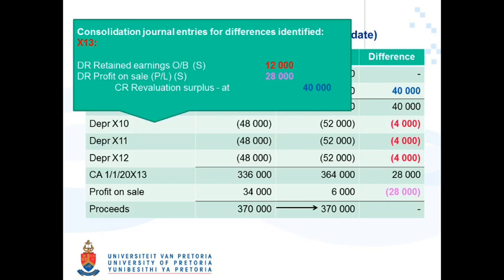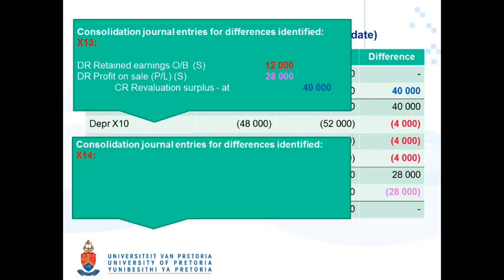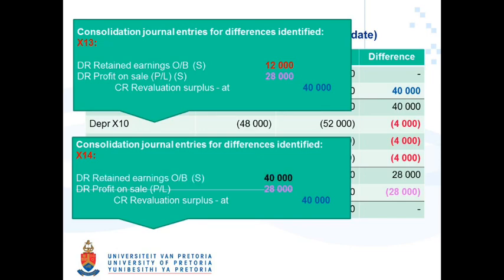If we have to repeat the effect of this consolidation journal entry in X14, it would be as follows. Again, you would first credit the revaluation surplus at acquisition for 40,000. Now, you can no longer debit profit on sale of S because in X14, that profit on sale is included in the retained earnings opening balance of S. So your other consolidation entry leg would be debit retained earnings opening balance of S, and now it would be for the 40,000, which is the 12,000 additional depreciation for the previous 3 years, plus the prior year profit on sale adjustment of 28,000.